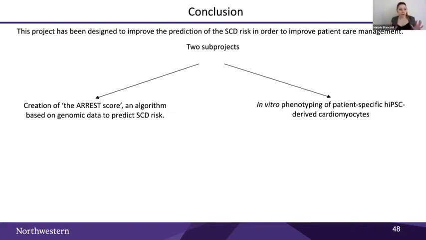So the big conclusion is that this project has been designed to improve the prediction of sudden cardiac risk in order to improve patient care management. As I said, there are 2 projects. The one on the left is the algorithm that will be used, based on genomic data from the whole genome sequencing of all the patients that have been recruited. And on my side, I'm doing that with an in vitro model.